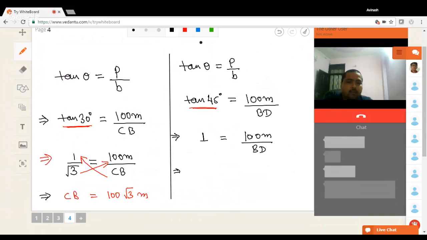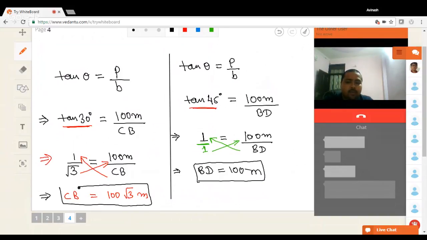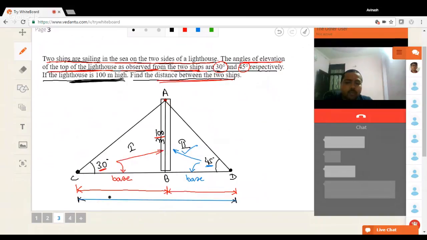So now again we have to do the cross multiplication. It's going to multiply with this, and nothing is below the 1, so we put 1. It will multiply with the 100 meters. So I can write BD is equal to 100 meters. So you can see here, guys, that you have BD as 100 meter and you have CB as 100 root 3 meter. When we have to find the distance between the two ships, that means we need to find the distance CD. When I add CB and BD, it will give me the distance between the two ships.